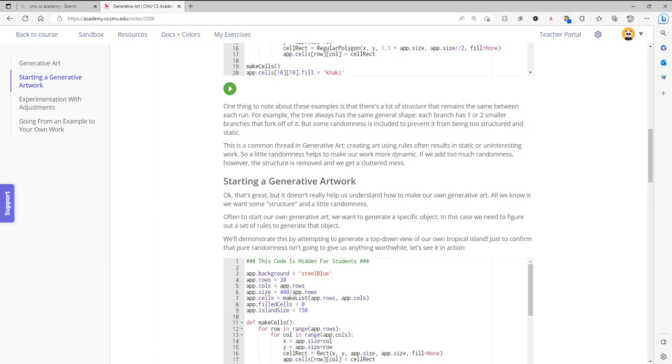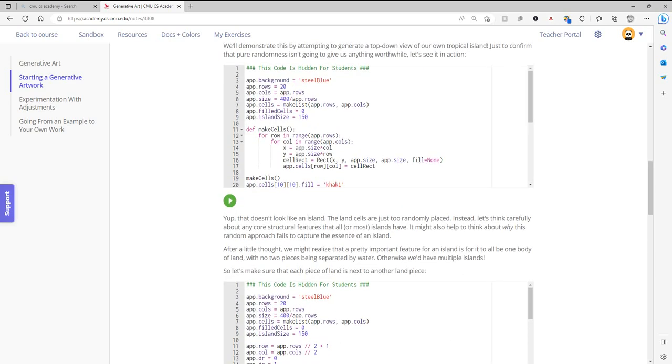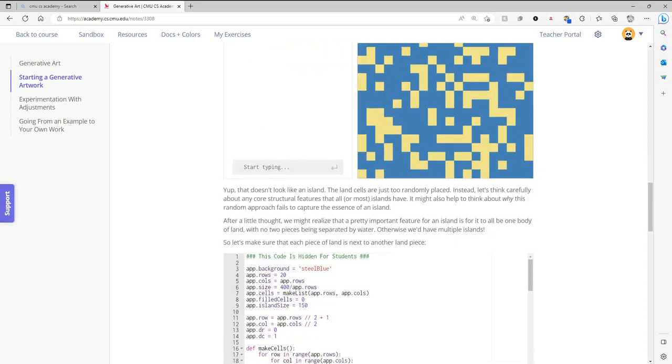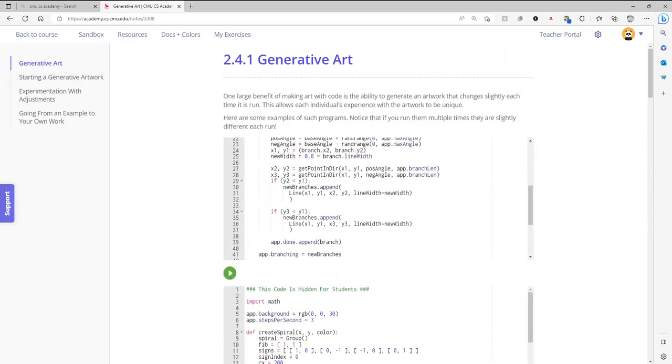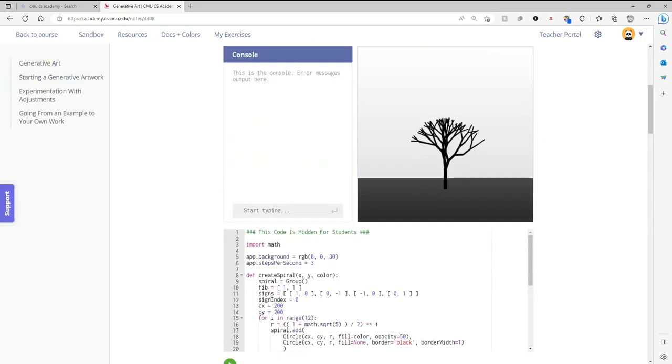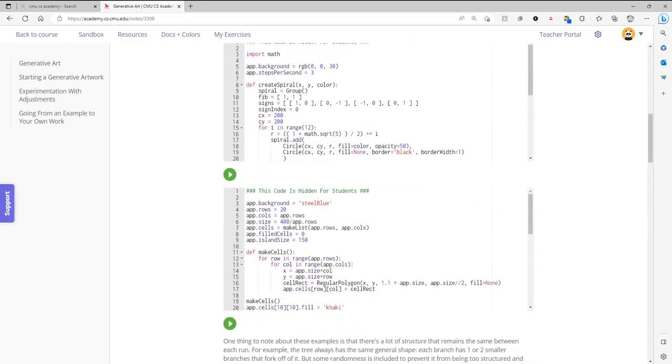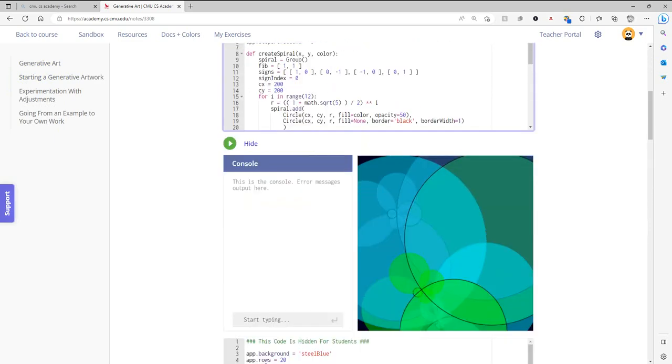So when we take a balance of some randomization and the structured algorithms, putting in a little bit of randomization, we magically get some generative art out of it, and it makes some nice stuff happen. As we ran through this lesson, I showed you a few things, like this tree is generative art. We also had this.